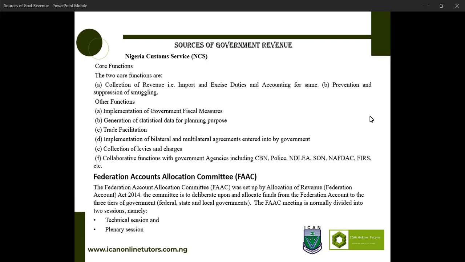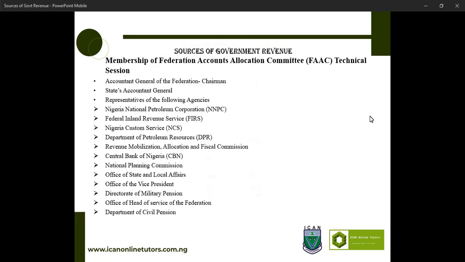So the FAAC meeting is normally divided into two sections. We have the technical section and the plenary section. The technical section has the following members. The members of the Federation Account Allocation Committee of the technical section include the following. We have the Accountant General of the Federation, which serves as the chairman of the committee. We have the State's Accountant General and representatives of the following agencies.